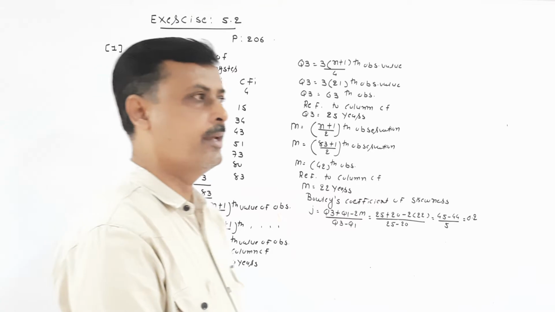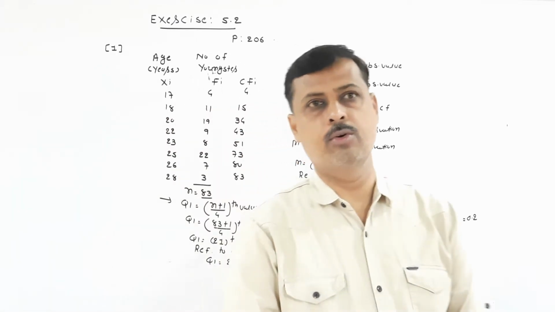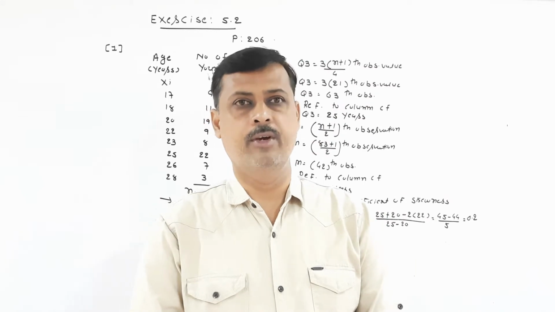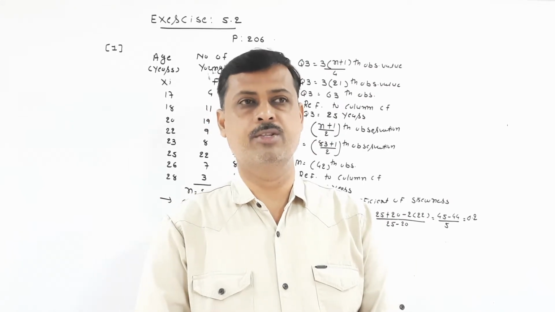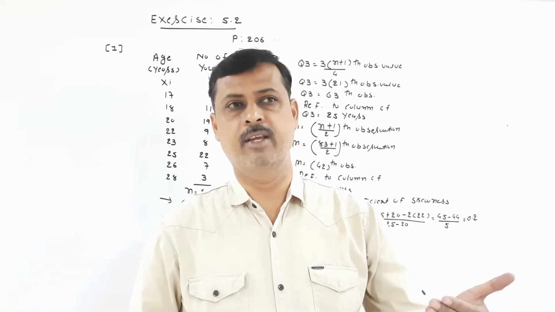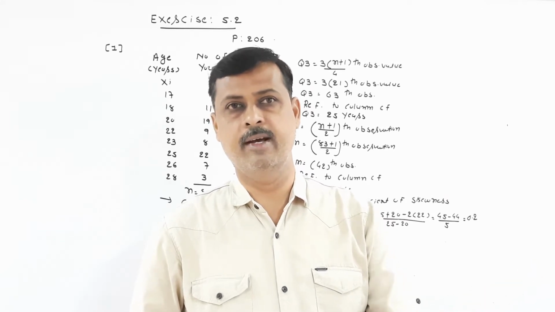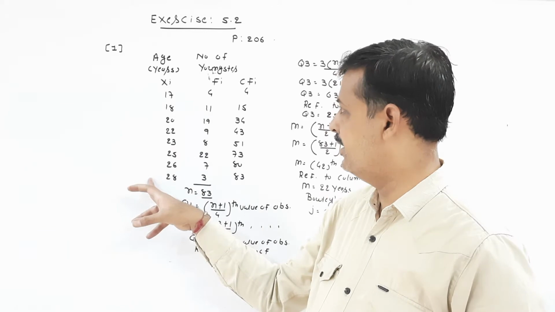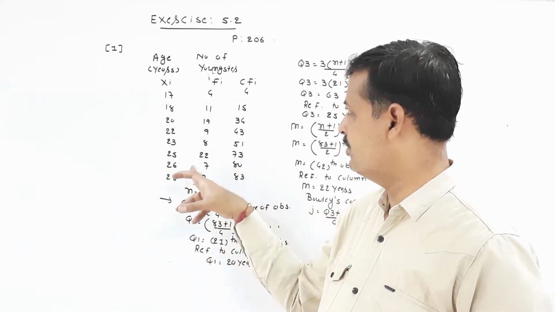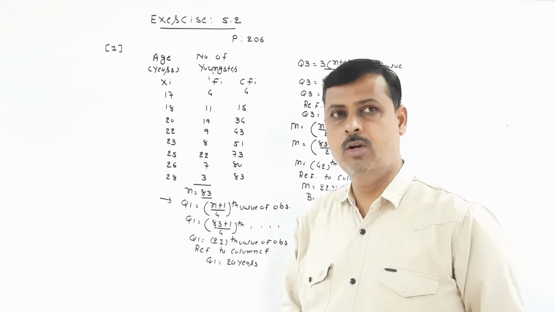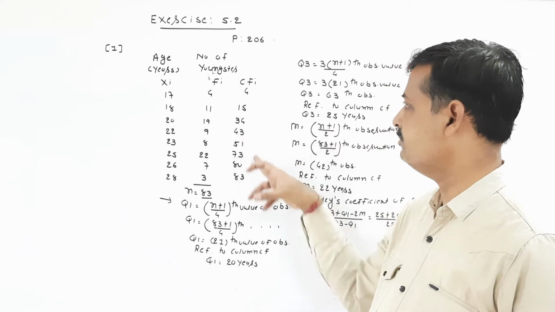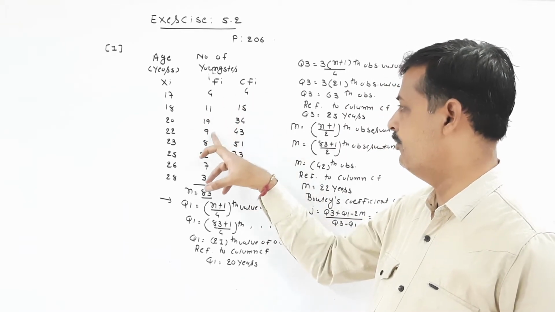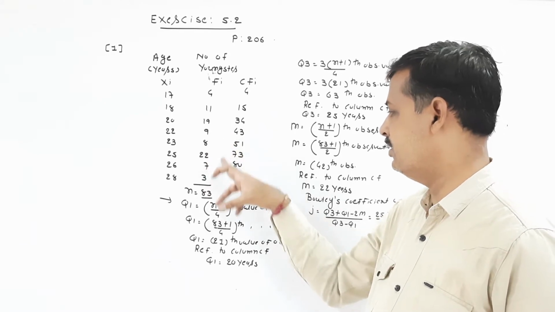So in this example, we had to find Bowley's coefficient of skewness. Whenever Bowley's coefficient is required, first we arrange all the observations in ascending order. For frequency, only one column is required, CF. 4 plus 11, 15, plus 19, 34, plus 9, 43, plus 8.